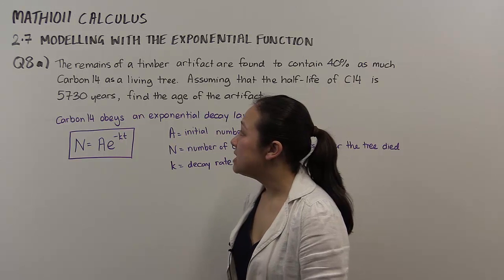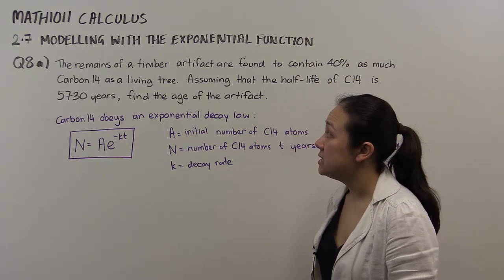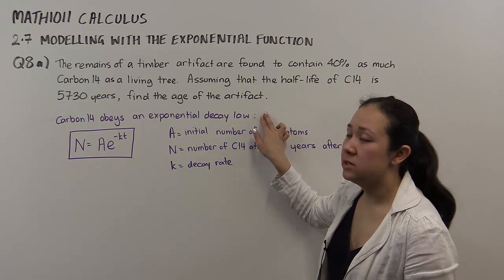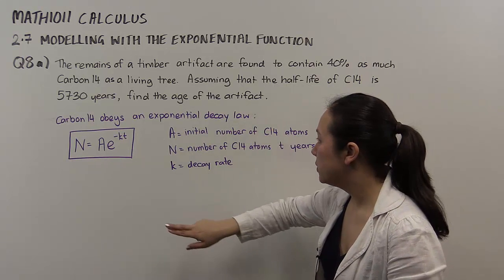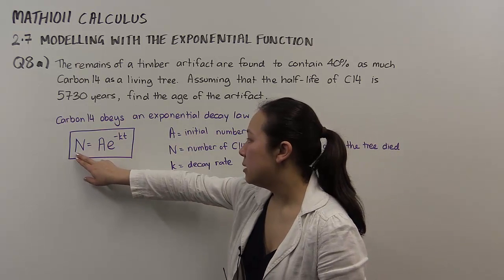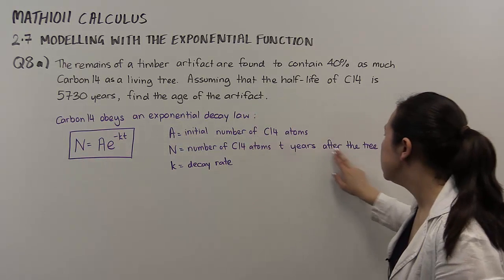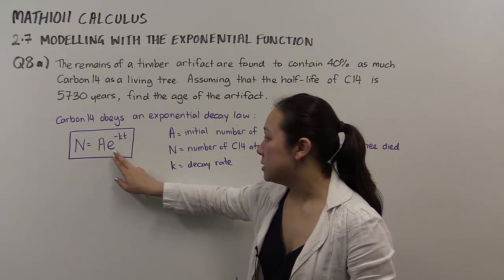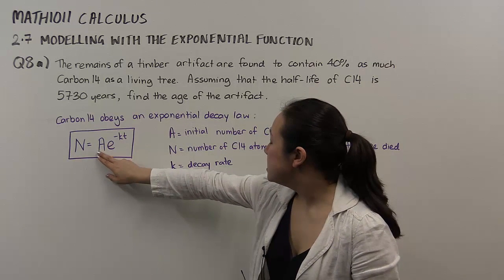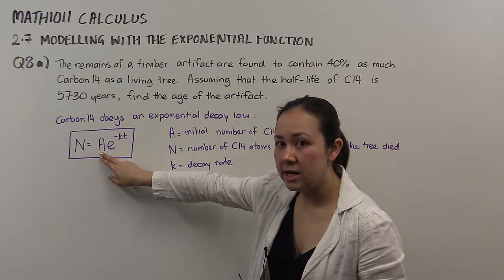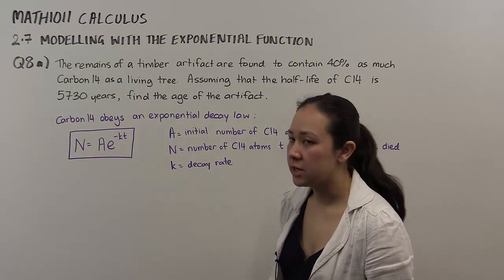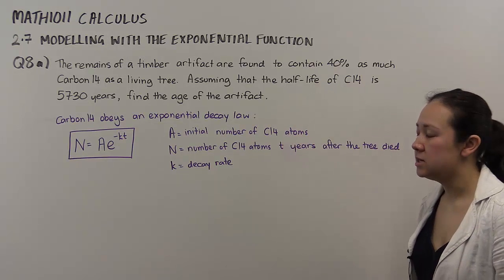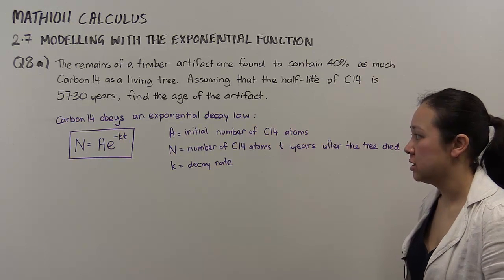So question 8 is about carbon-14 dating. We have to know that carbon-14 obeys an exponential decay law. So we can calculate the number of carbon-14 atoms T years after a tree has died, and that's equal to an exponential function here. A is the initial amount of carbon-14 atoms, and K here is our decay rate. T is time, and here it's going to be time in years after the tree has died.